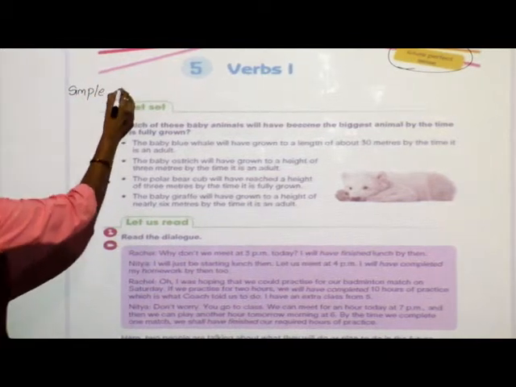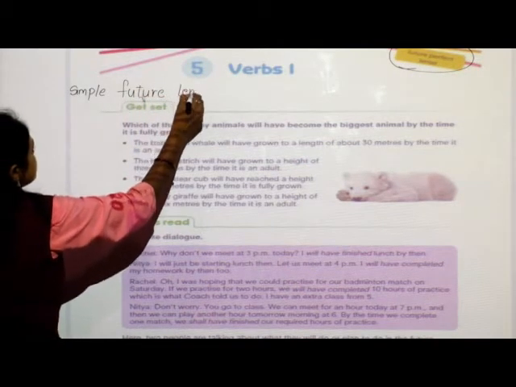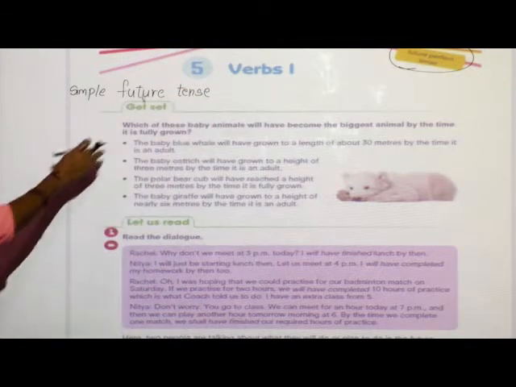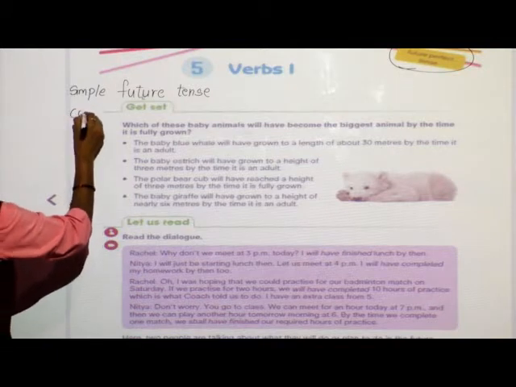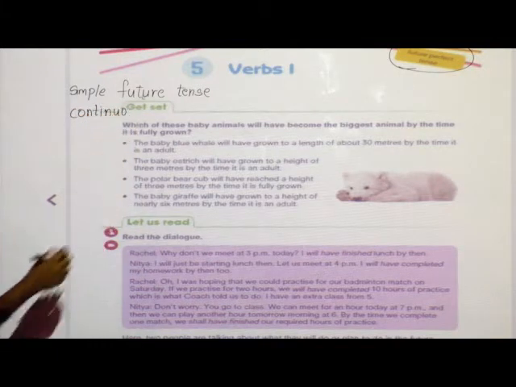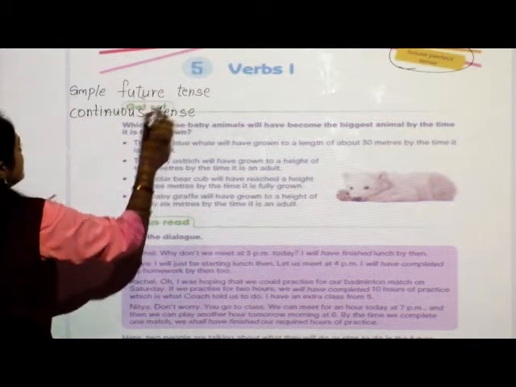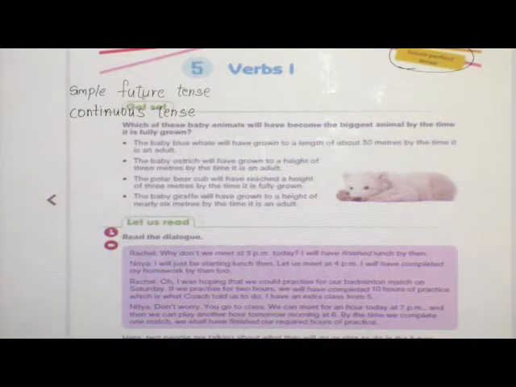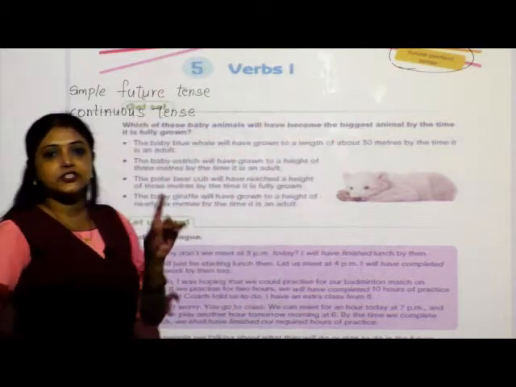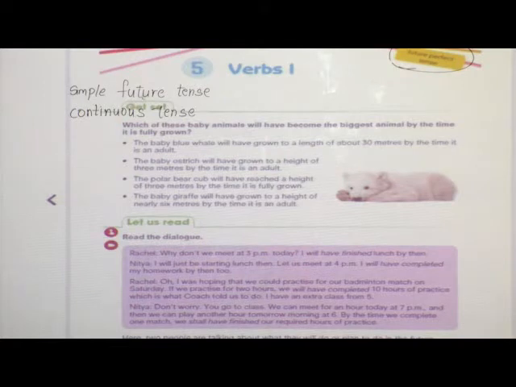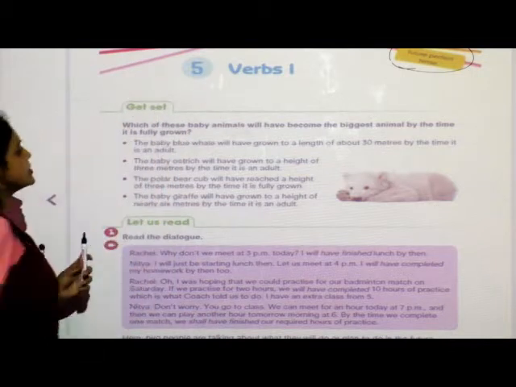Simple future tense. Then we have future continuous tense. The third one is future perfect tense, and the fourth one is future perfect continuous tense. So these are the 4 types of future. Today in this class we are going to learn future perfect tense.